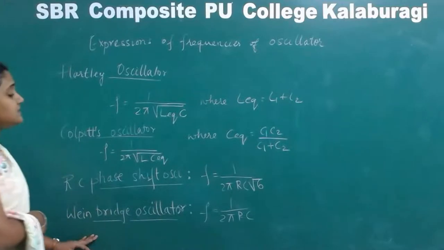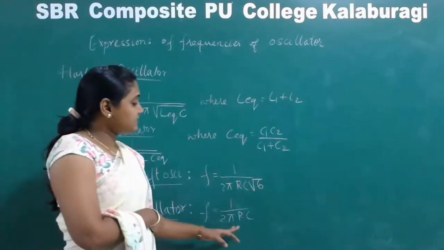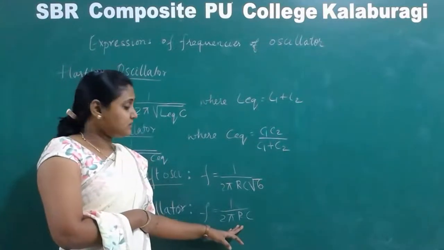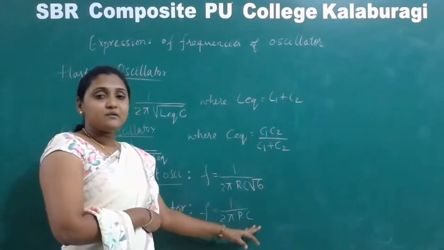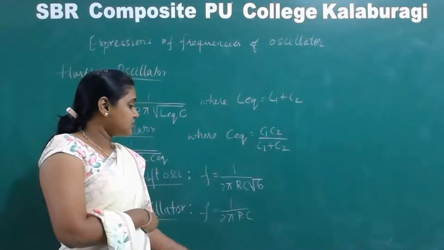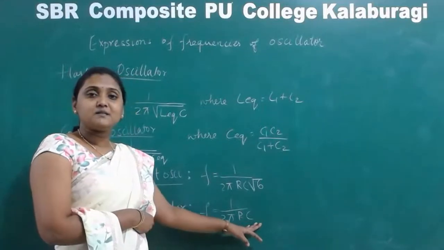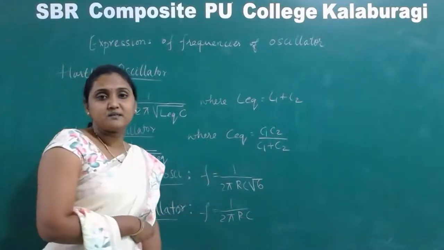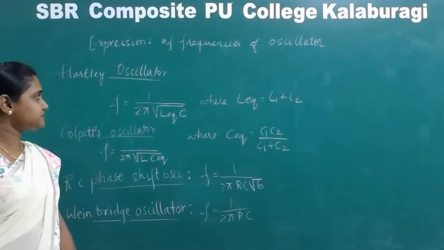Moving to the Wien bridge oscillator, it also has a set of R1, R2, and C1, C2. We maintain that the values are equal, that's why we can see only R and C in the expression. Where R is the value of resistance, C is the value of capacitance, and f is the frequency of oscillation.